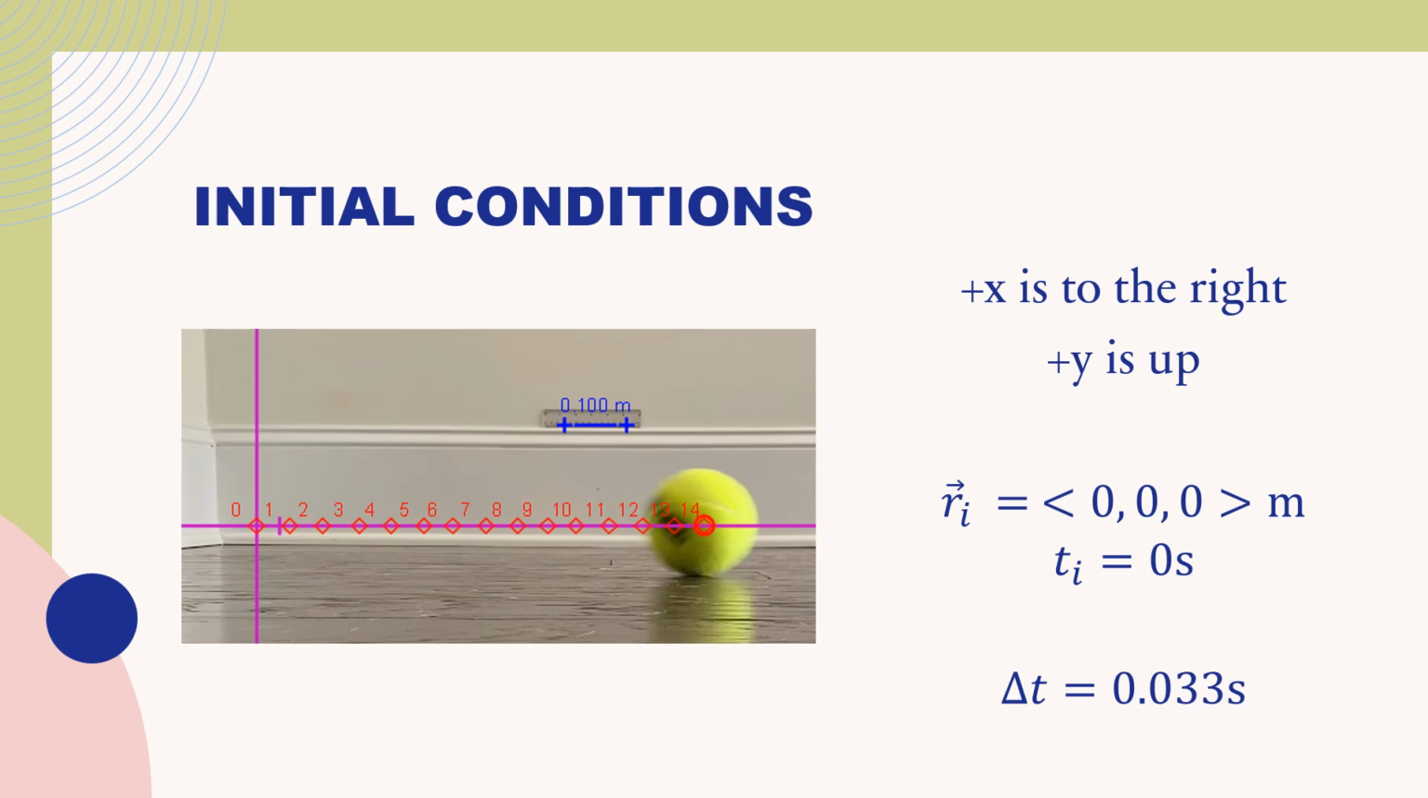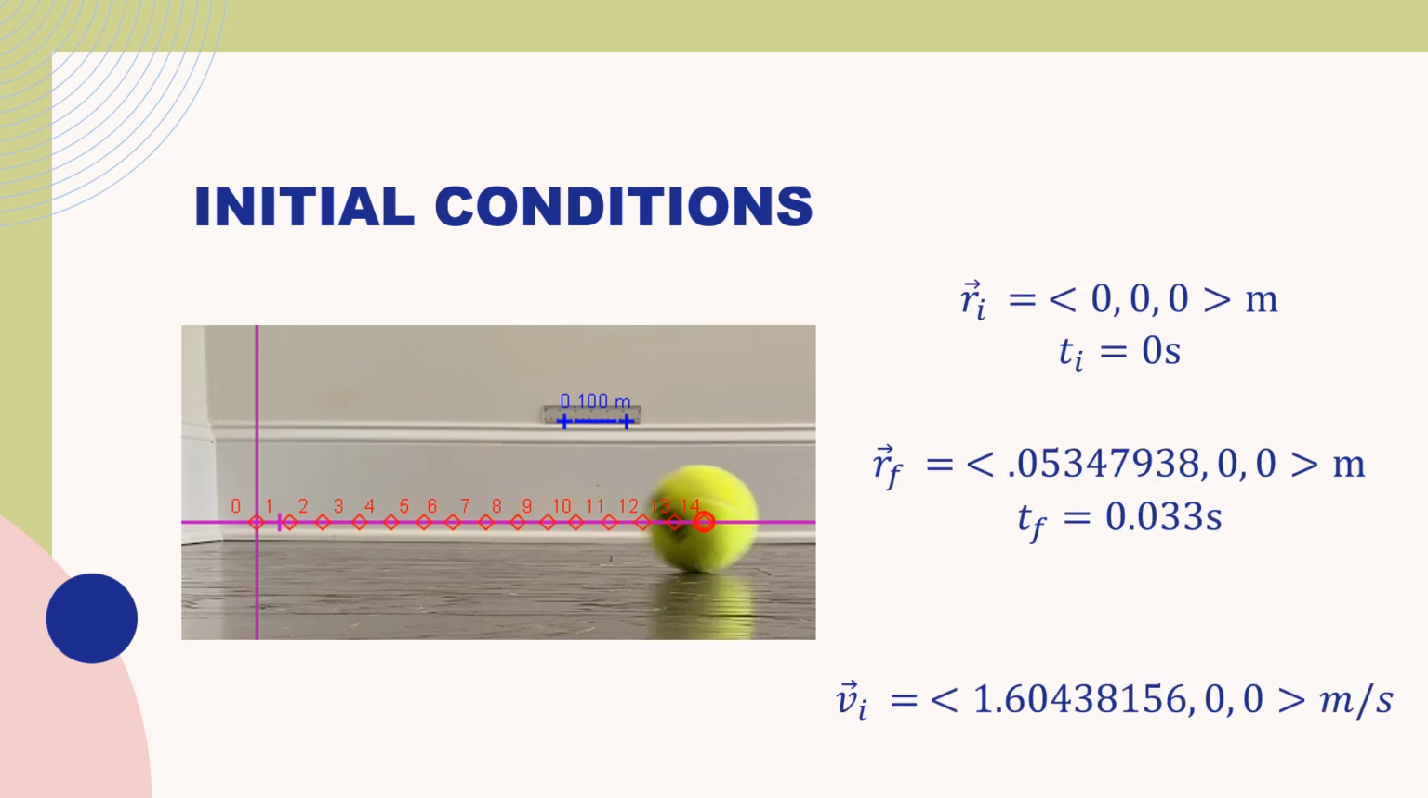For the Tracker observations, I placed a ruler on the wall and used it to calibrate to 10 centimeters. The origin of the ball is at 0, with positive x being to the right and positive y upwards, and the initial time is 0 seconds. Since the frame rate of the video was 0.033 seconds, that's the delta t that I used. The initial velocity I calculated was the change in position over the change in time for the first two frames, which was approximately equal to 1.604 meters per second.